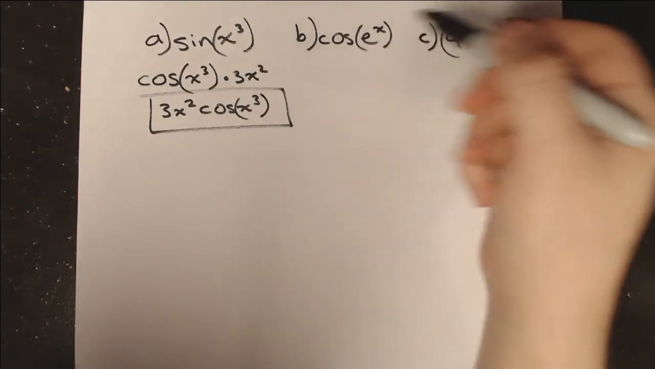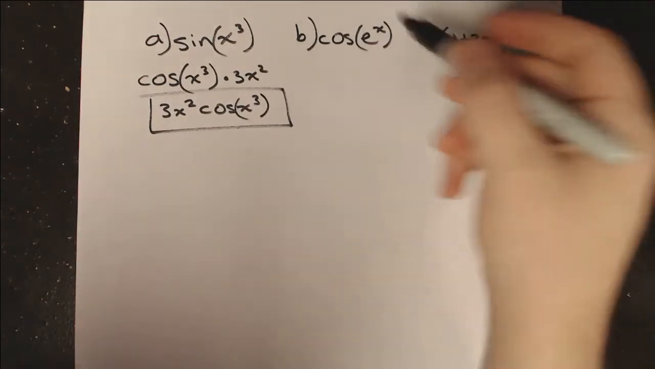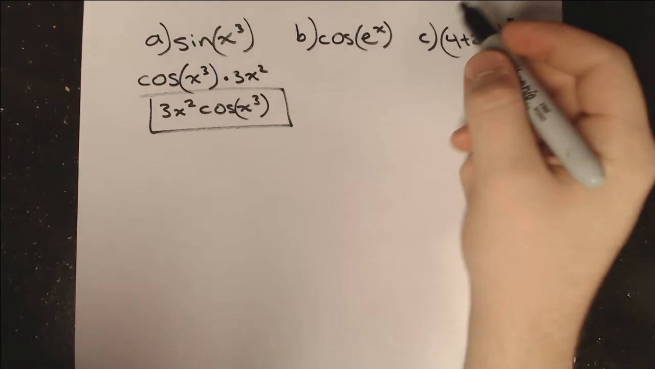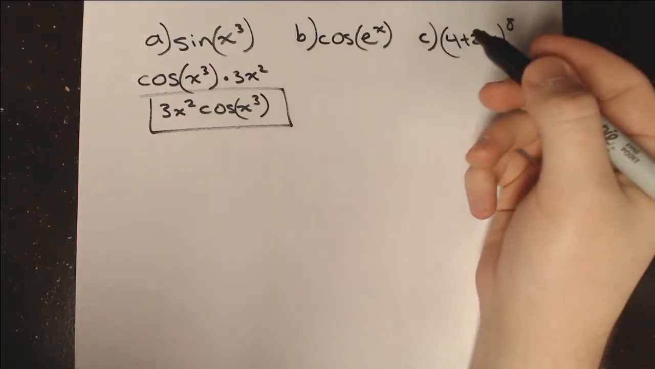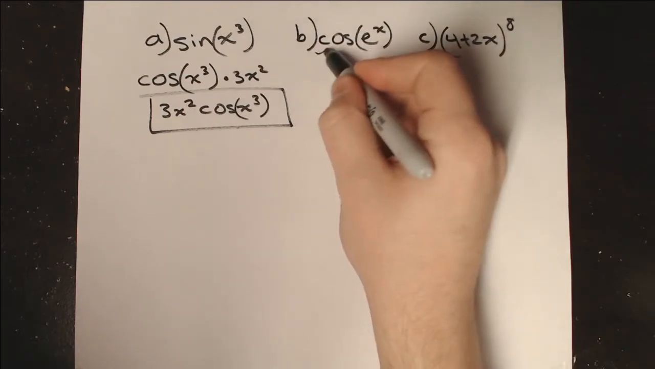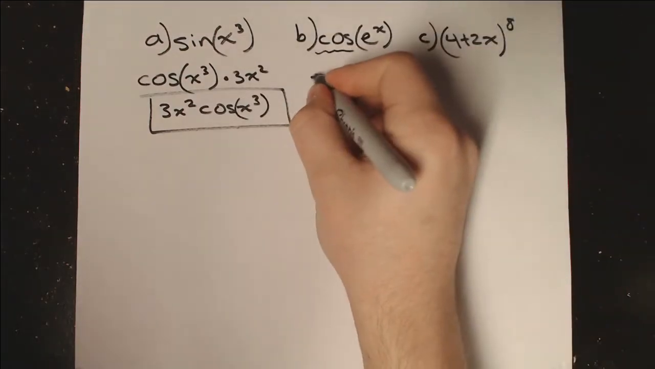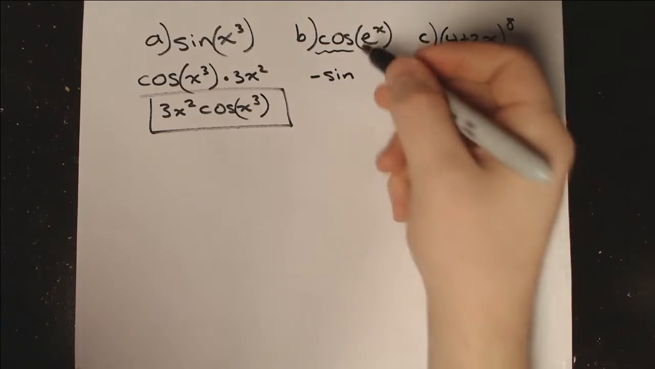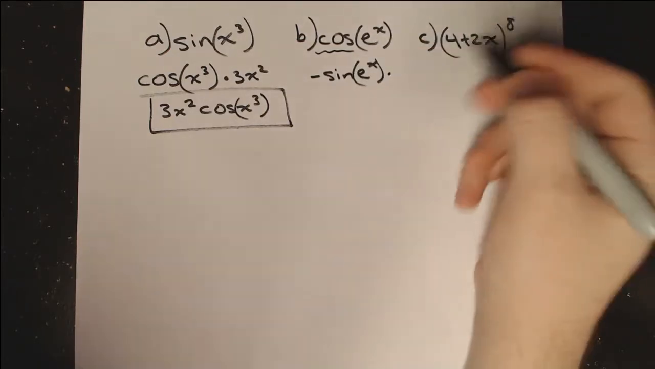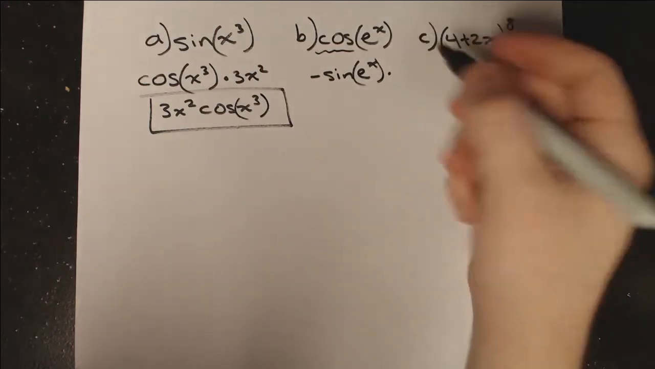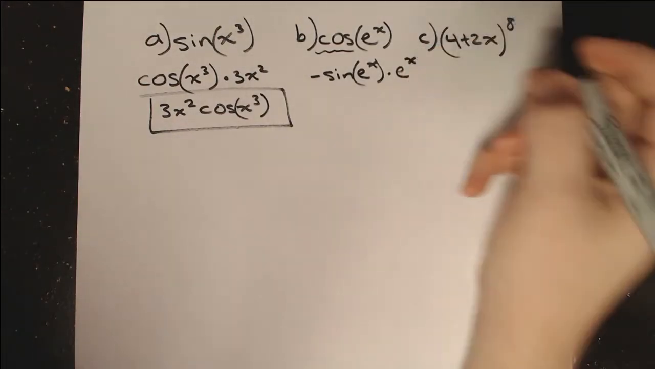So we move on to B, and we have cosine of e to the x here. Now our outer function is cosine, right? Cosine of something, that's our outer function. The inner function is e to the x. So we take the derivative of the outer function first, which is cosine. Derivative of cosine is negative sine of something, negative sine of our inner function, which is e to the x. And then we're going to multiply by the derivative of our inner function. Derivative of e to the x is just e to the x again.